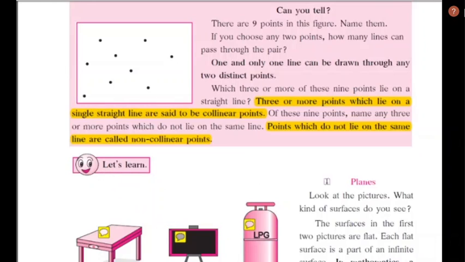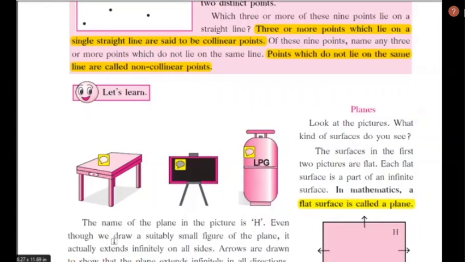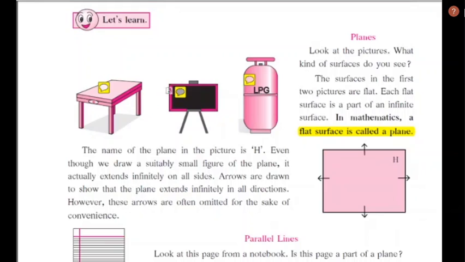Students, let's learn planes. This is a table, this is a blackboard, and this is a cylinder. The table surface is flat. The blackboard surface is flat, but a cylinder is not flat. The table surface is plain. The blackboard is a plain surface. The cylinder is not a plain surface. A flat surface is called a plane.